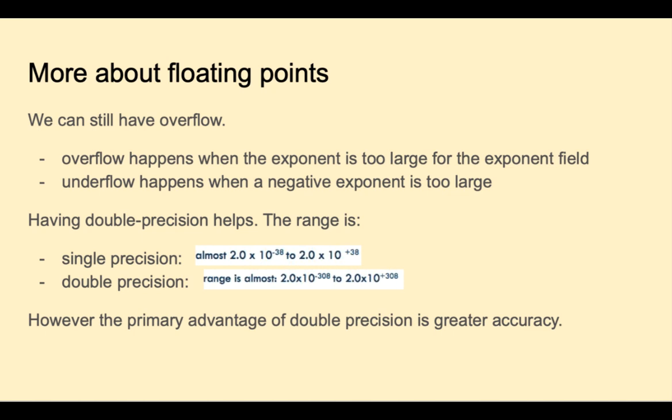We've seen that we can't represent every number perfectly, but there are other problems. Overflow can happen, meaning that the positive exponent we want to store is too large for the exponent field. Underflow means a negative exponent is too large. Double precision helps since it has a wider range of numbers it can represent. However, the primary benefit of double precision is greater accuracy.